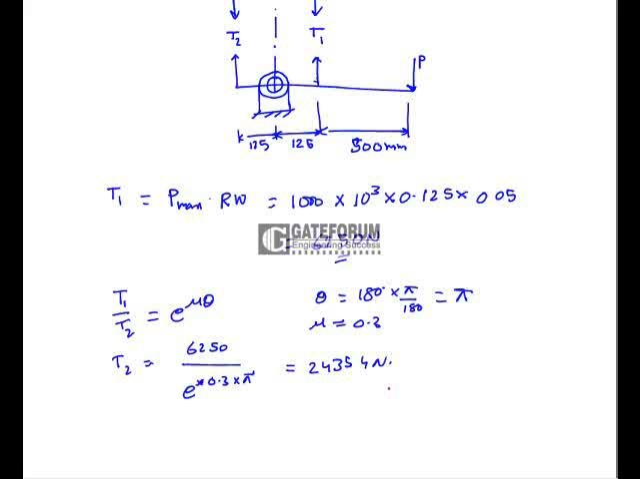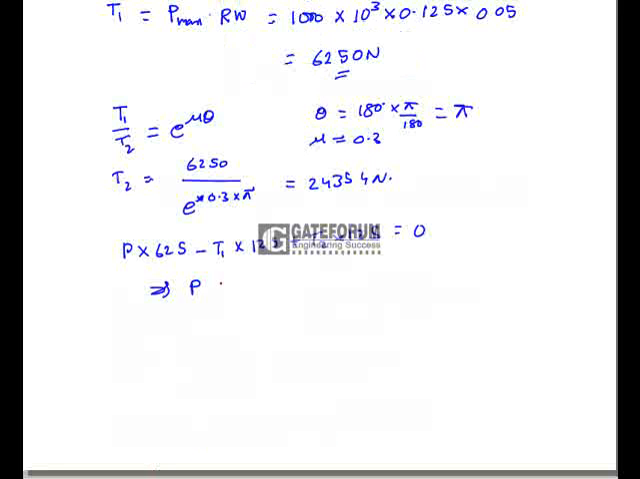Now take the moments about the fulcrum of all these forces, which gives P into 625 minus T1 into 125 plus T2 into 125, equal to 0. From this equation, T1 and T2 are known values, so we can find out P, which is equal to 763 Newton. So in the options, the right option is C. For the first question, what is the limiting value of force P, it is equal to 763 Newtons, and the right option is C.